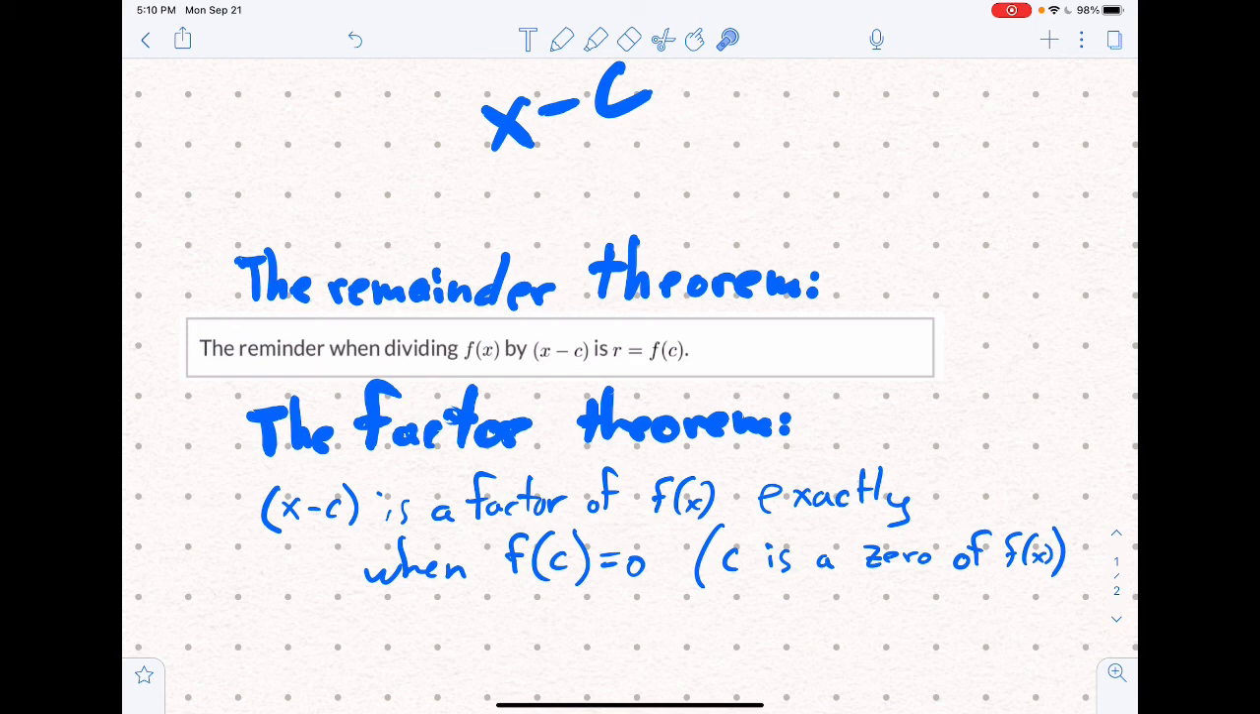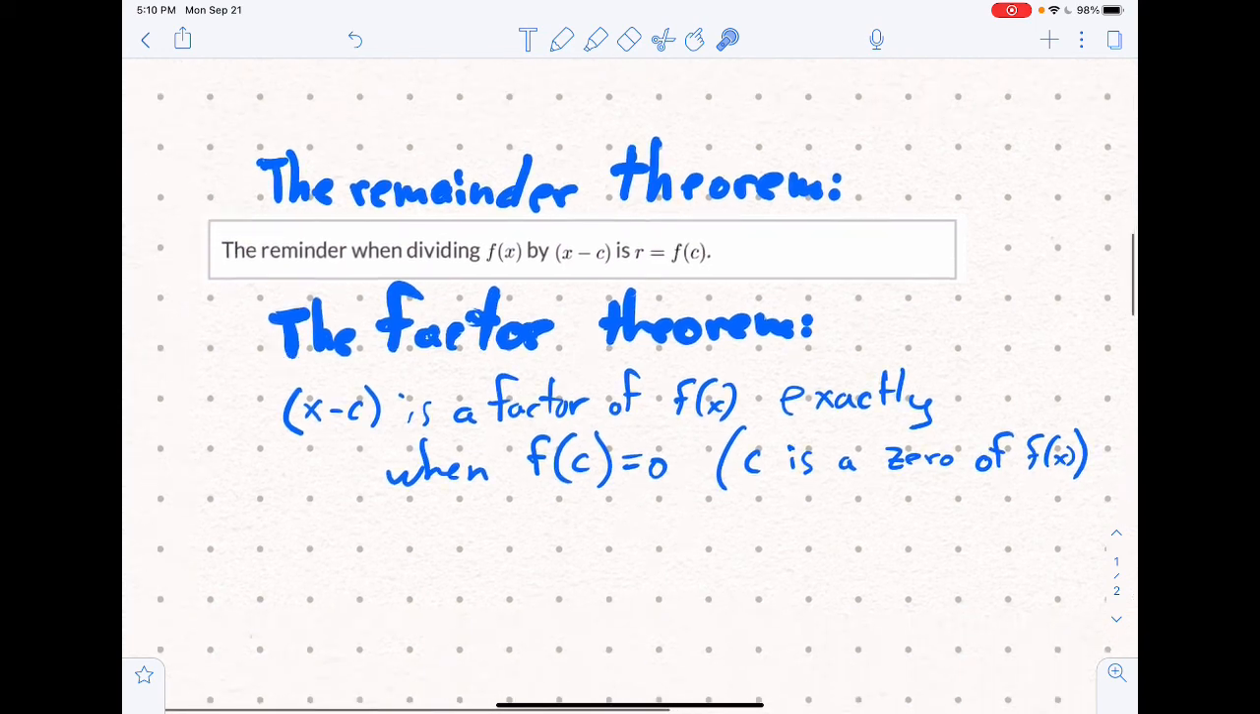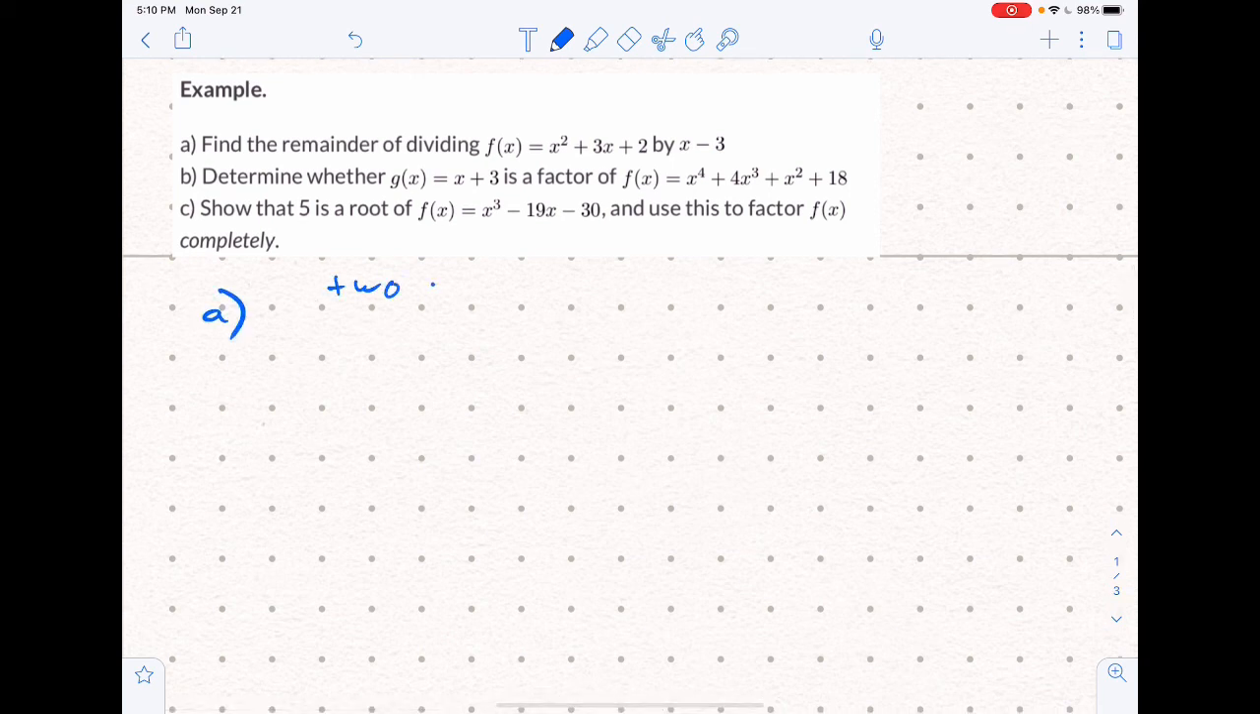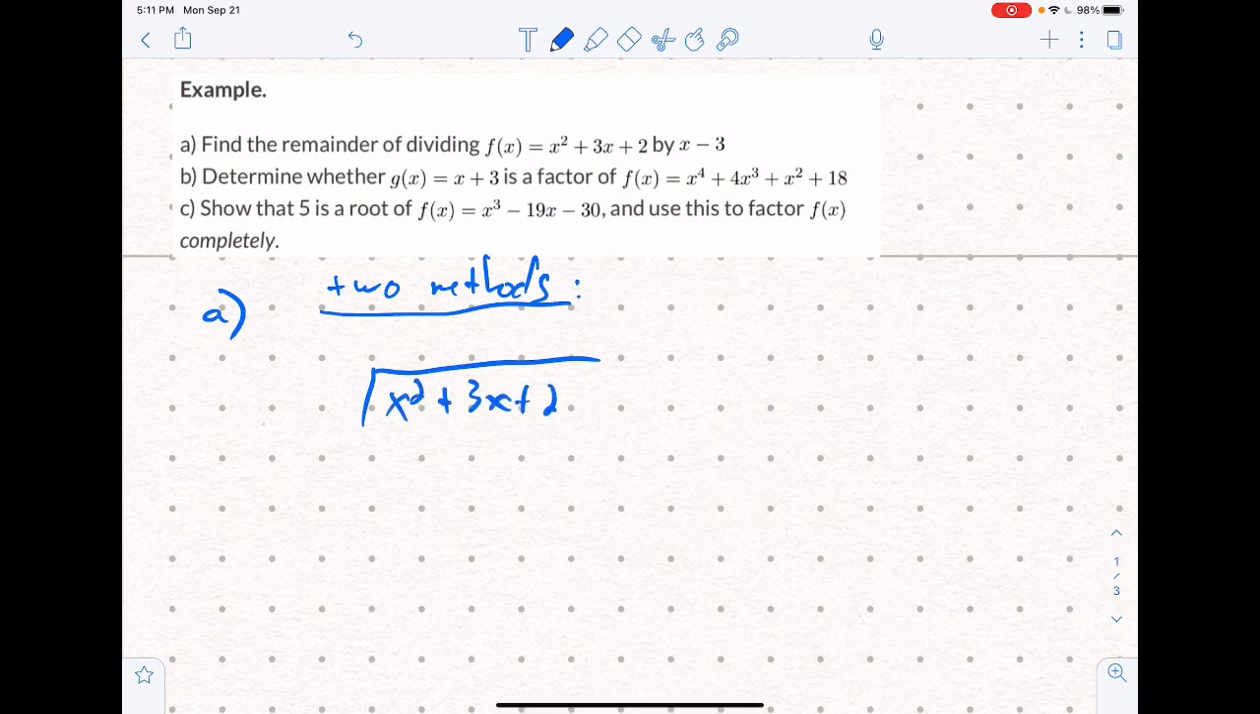Okay, so let's try to put this into practice. We're going to look at a few examples, or at one example with a few parts. A, find the remainder of dividing this function f of x equals x squared plus 3x plus 2 by x minus 3. So look, there's two ways to do this, two methods. One method is certainly to do the long division. It's x squared plus 3x plus 2, and it's x minus 3. And we can do the long division and look for the remainder, figure out what it is.